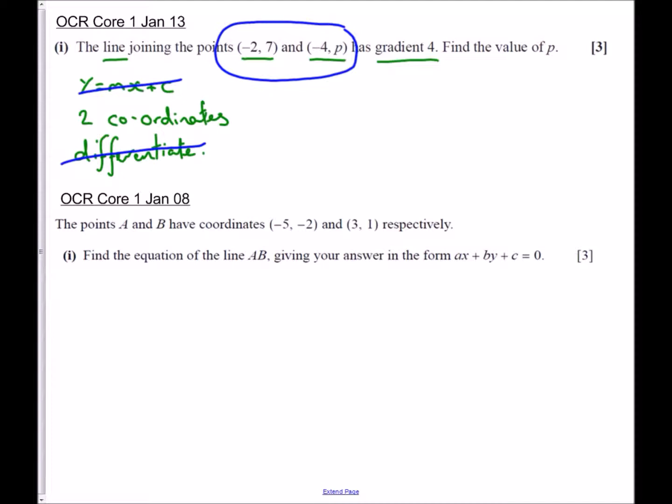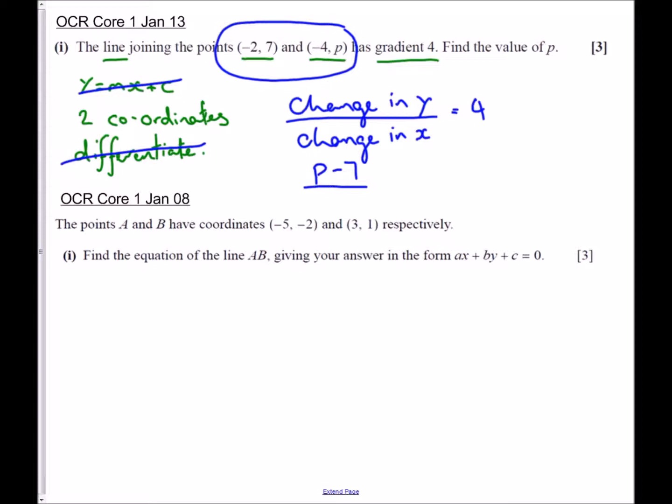So now I'm going to do my change in y over my change in x, and we know that's going to be equal to 4 because 4 is the gradient. So what's my change in y? Well, my change in y is p minus 7 over my change in x.